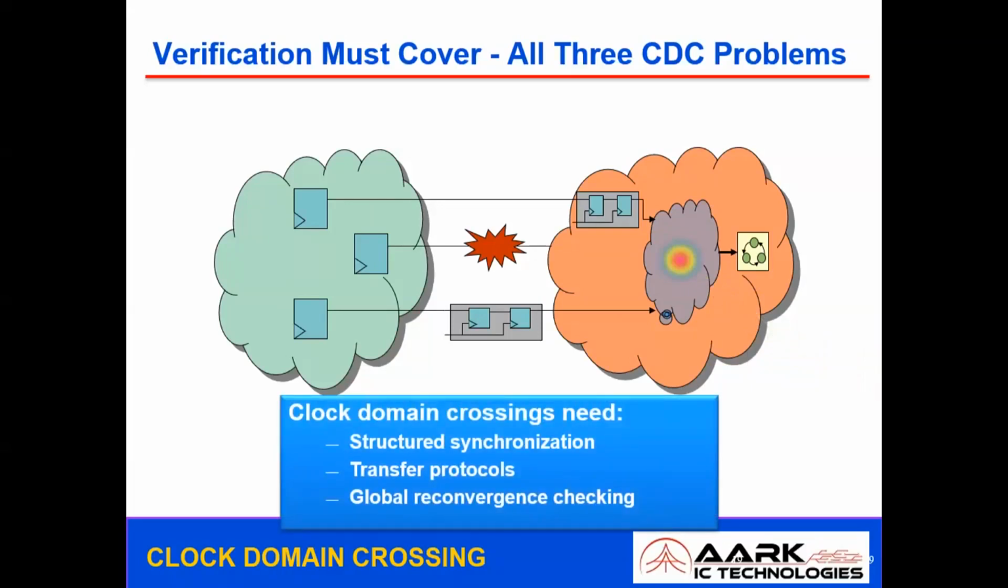So clock domain crossing needs structured synchronization: structured synchronization, transfer protocols, and global reconvergence checking. When you go with a structured approach, for example, how do you make a proper synchronization?